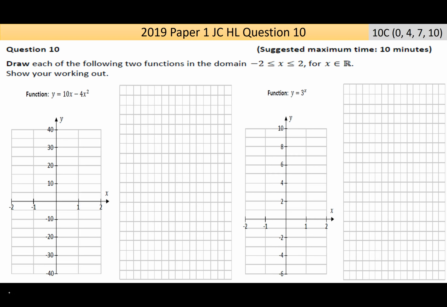Hi and welcome to the 2019 Paper 1. This is the Junior Cert Higher Level Question 10.